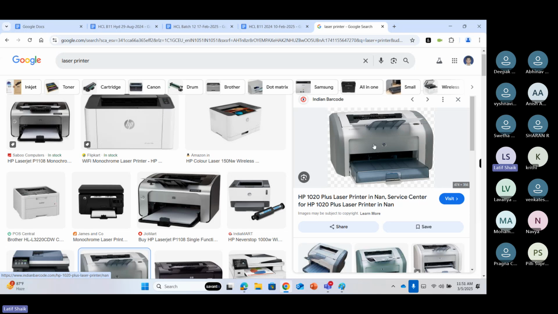Of course, cartridge cost is also there, but it is faster and silent. Compared with the dot matrix, which is very noisy, you cannot sit beside a dot matrix printer. But a laser printer is very silent and much faster compared to inkjet and dot matrix. The printer cost is higher, but per print cost, the cost of one paper print, is very less. And it's much faster.